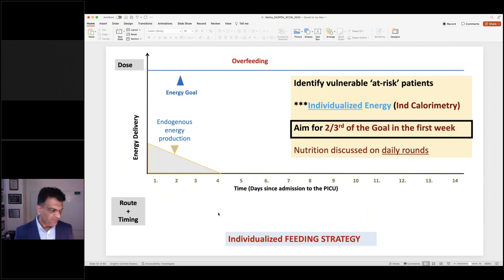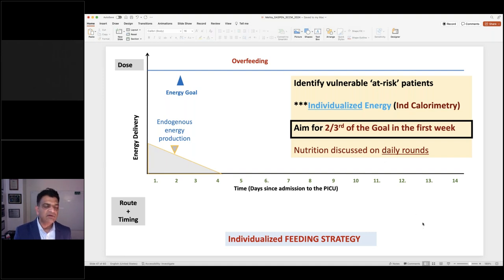And I'm sorry, in this presentation, I can't use my slide progression, but it actually is still quite easy for you to follow. So let's imagine on the x-axis is the days in the pediatric ICU, and the y-axis is the energy delivery. The most important thing is to make sure that my energy goal is not setting me up for overfeeding. And that's why, if I have indirect calorimetry, I will use it.